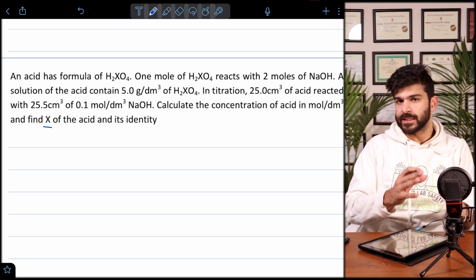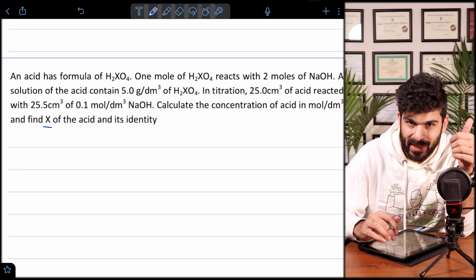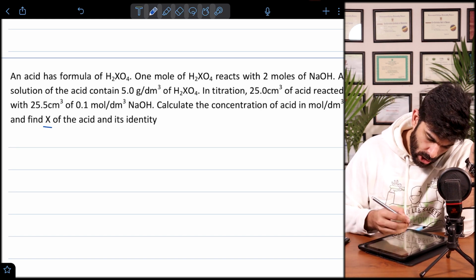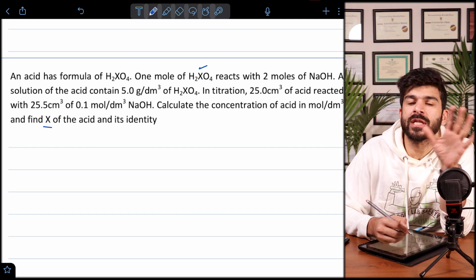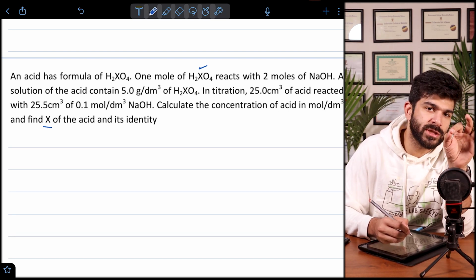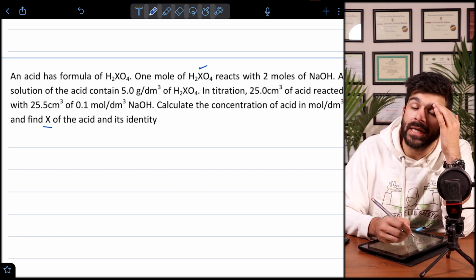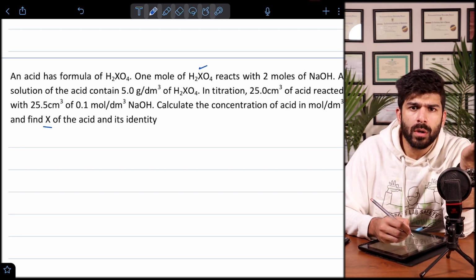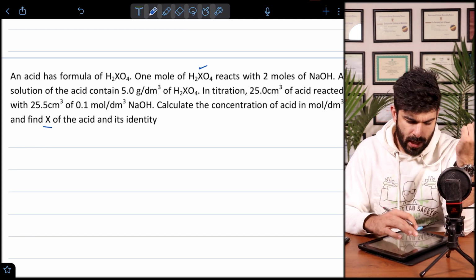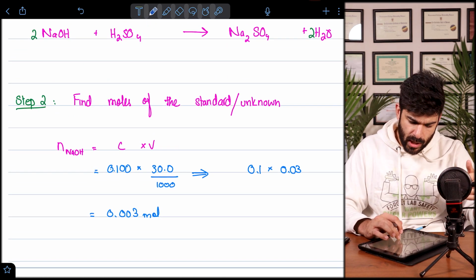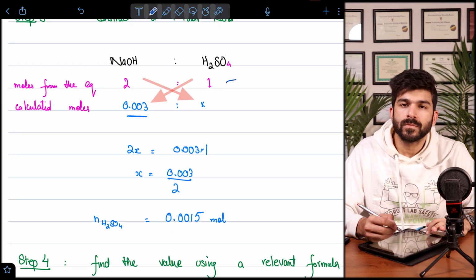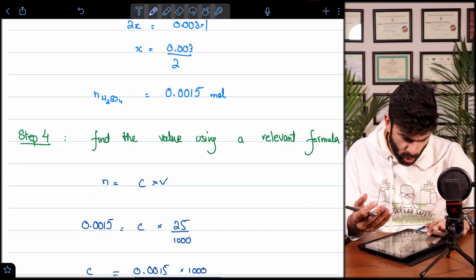So, students, this is a different question. Step one, can we make the balanced chemical equation? Since we have H2XO4, we know nothing about this acid. So when there is something unknown in the question, you will not make a balanced chemical equation. So how can we calculate the molar ratio? Because in the previous question, we used the equation for the molar ratio values. So let's start solving the question.